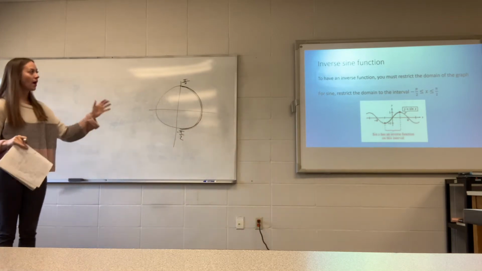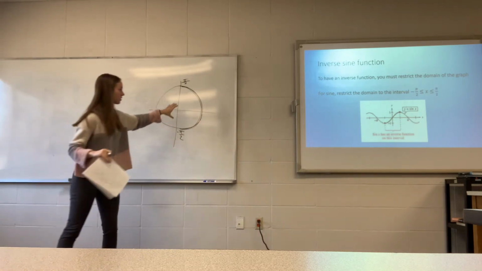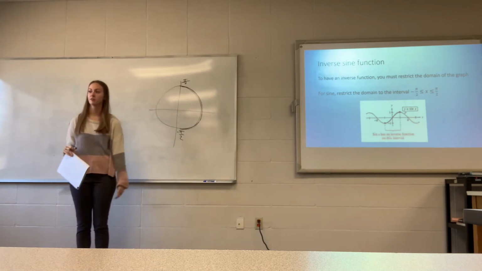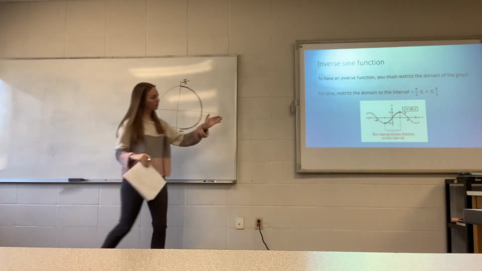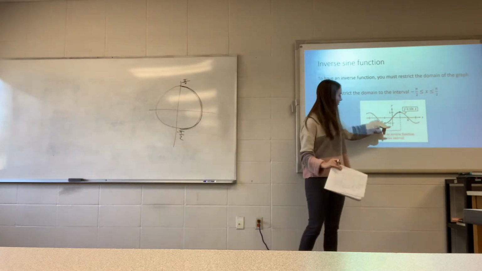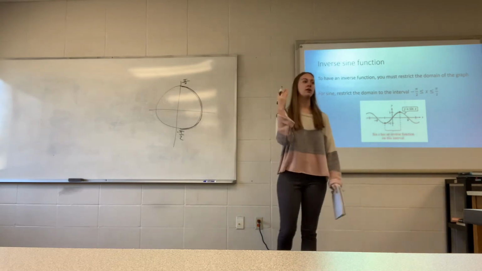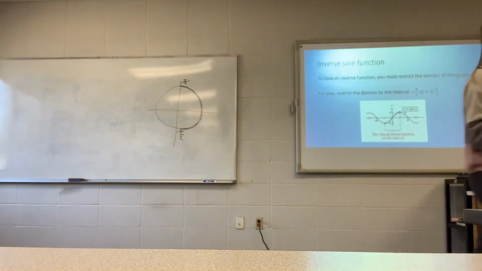By limiting our domain, it tells us where we're looking on the circle to find our answers. We're restricting our domain from negative pi over 2 to pi over 2, and that's where all of our answers are going to come from.